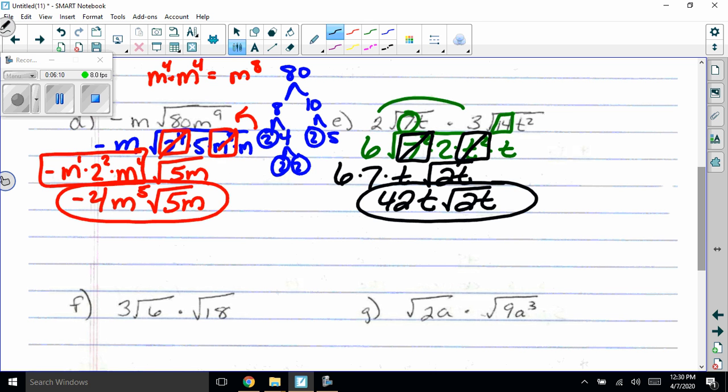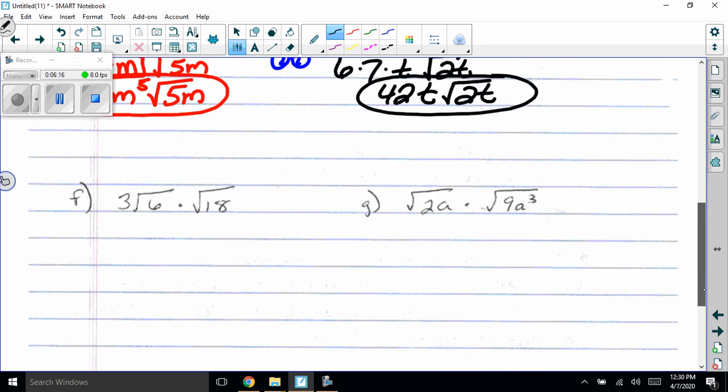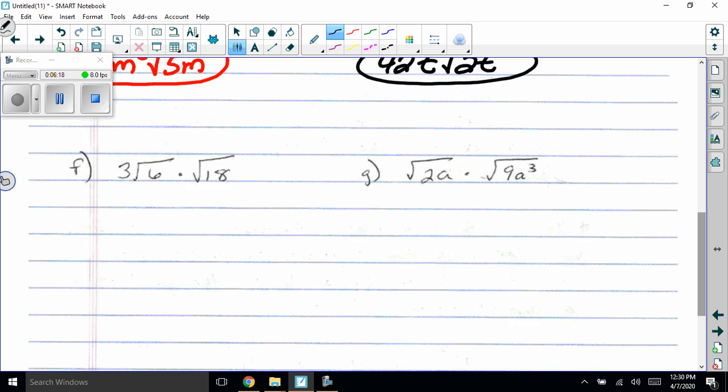So again, hopefully these are making sense. You're kind of seeing what we can do here with these. Go ahead and do F together. 18 breaks down into 2 times 9. 9 breaks down to 3 times 3. 6 breaks down to 2 times 3. So let's go ahead and put these whole things together.